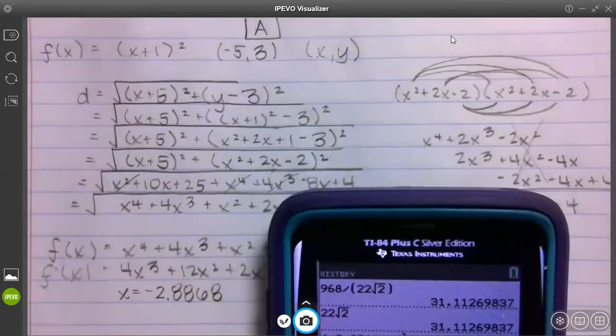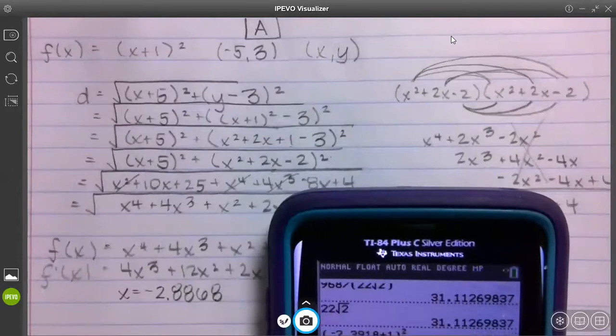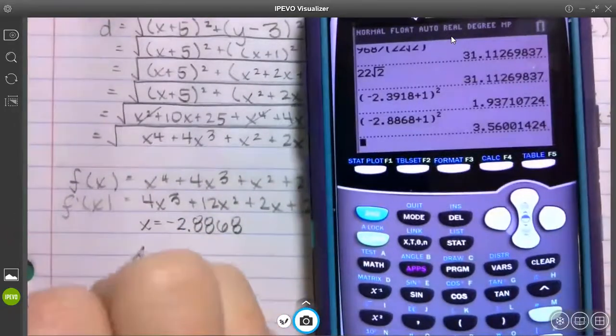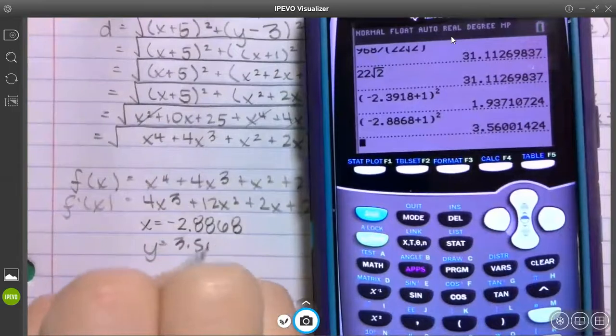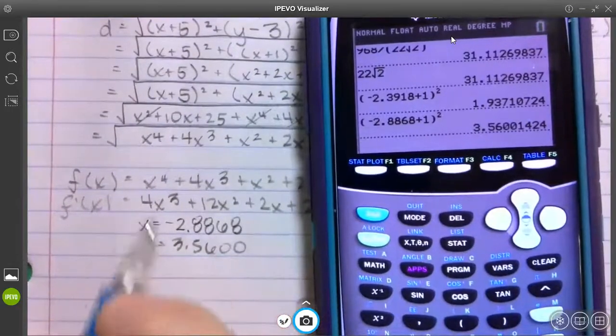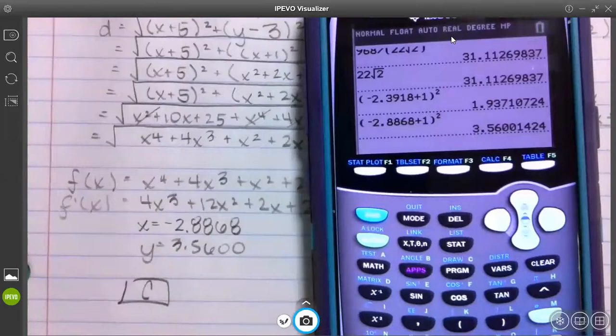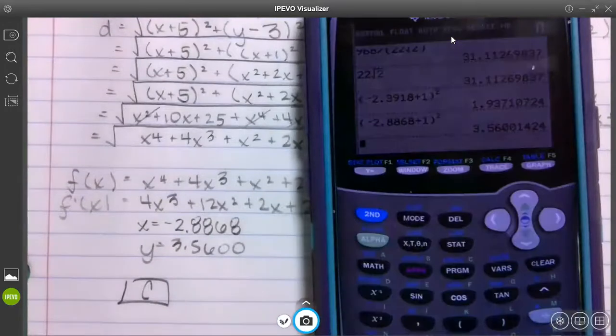So same equation pretty much as the last one. I'm just going to copy it over. Negative 2.8868, but this time it was plus 1 squared. So we're good. And then hit enter and you get the 3.56 that they were looking for. So your y would be 3.5600. And this is answer choice C. Again, you would find the x and be fine. You don't need to find the y because there's not two x's that are exactly the same.